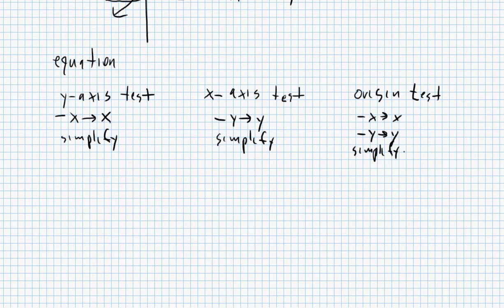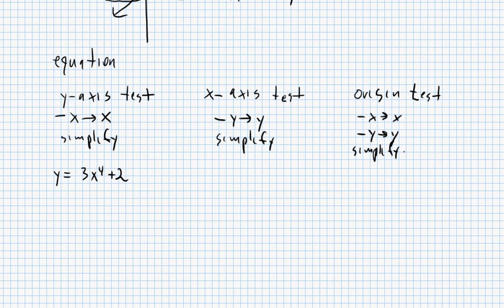So for example, let's try this one here for x-axis. y equals 3x to the fourth power plus 2. I'm going to go ahead and substitute opposite x in for x, and I'll use a different color for that.